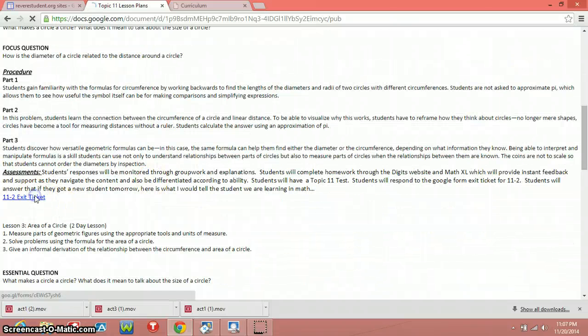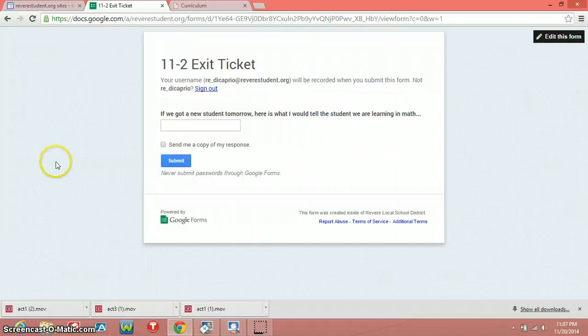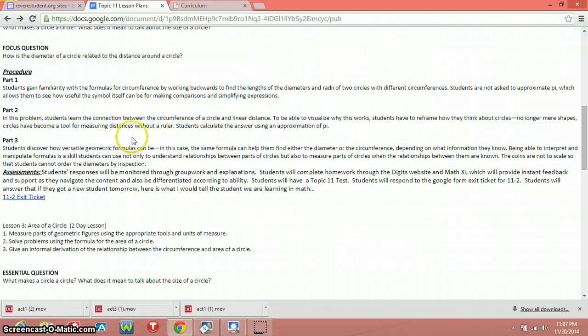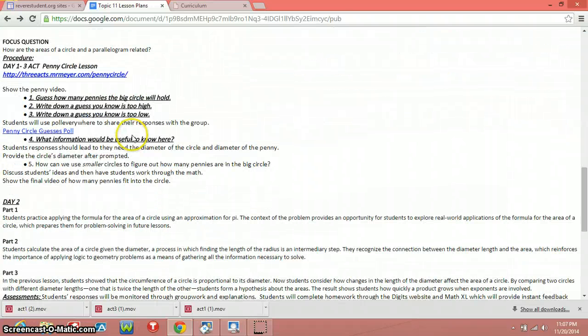Lesson 2 is going to end with an exit ticket built by Google Forms. This allows me to see if these students have comprehended the main ideas, and also gives them an opportunity to help shape future lessons.